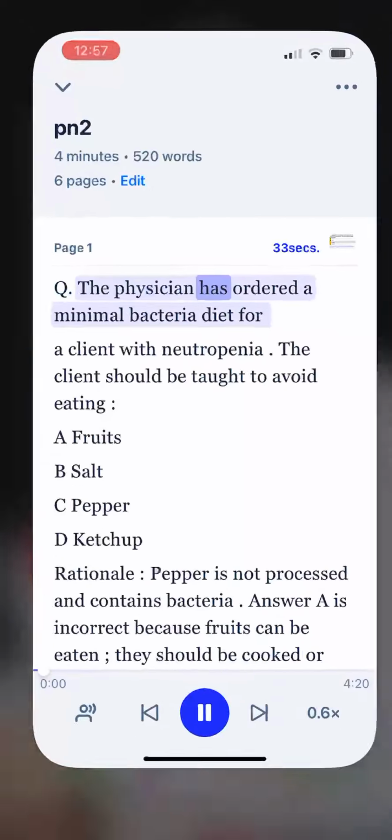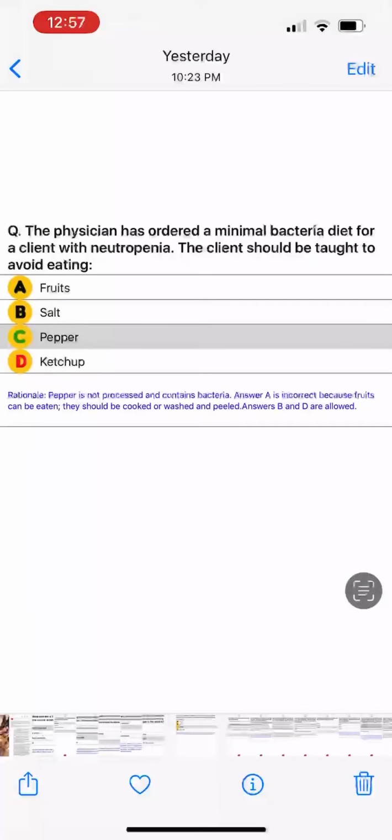Q. The physician has ordered a minimal bacteria diet for a client with neutropenia. The client should be taught to avoid eating: A. Fruits. B. Salt. C. Pepper. D. Ketchup. Rationale: Pepper is not processed and contains bacteria. Answer A is incorrect because fruits can be eaten; they should be cooked or washed and peeled. Answers B and D are allowed.